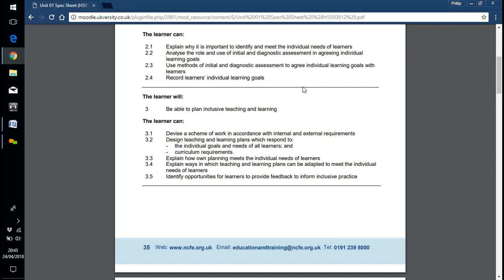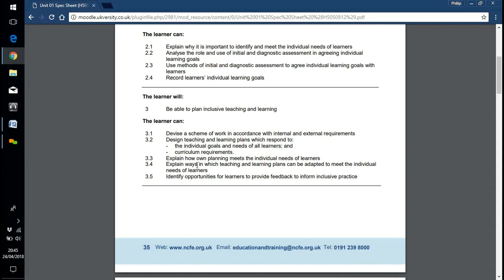It could be something fairly straightforward. It could be something quite complex where you've got to get assistance in, where you have to get, say, a reader or a listener for somebody with either sight issues or hearing issues, yeah. But all it is, you record what it is. So the scheme of work then comes next, a copy of the scheme of work that you're working to, and then lesson plans which match the individual goals and needs of learners. And the curriculum requirements, of course. We've got to achieve those for everybody. So, yeah. And explain how your planning meets those individual needs.